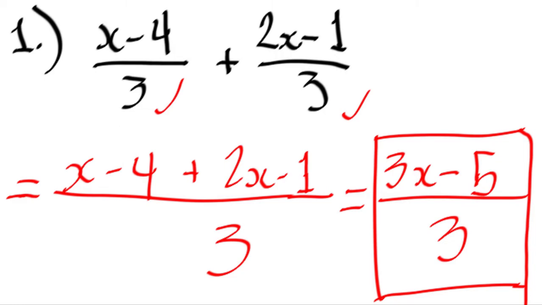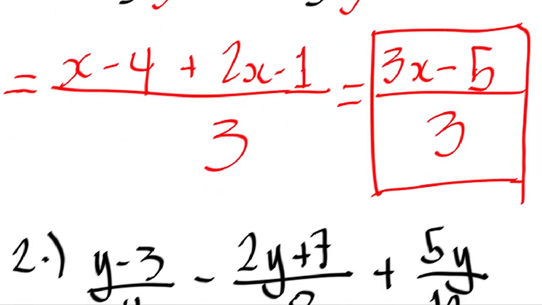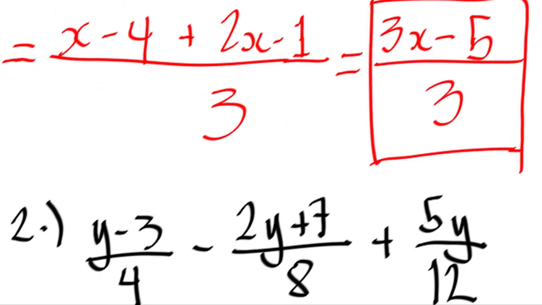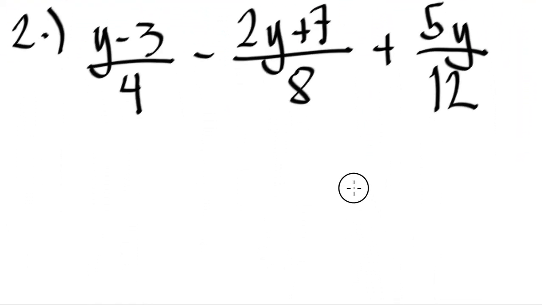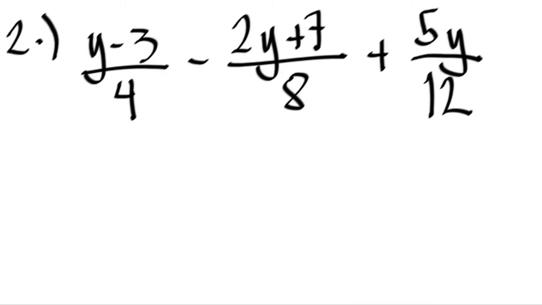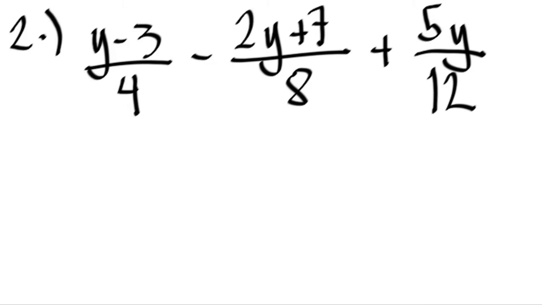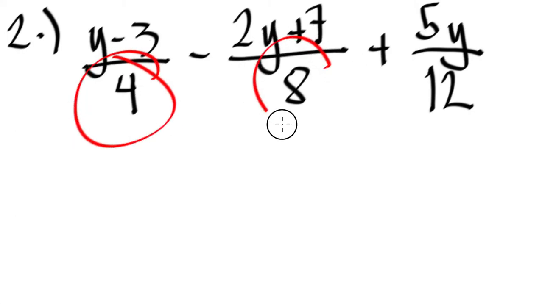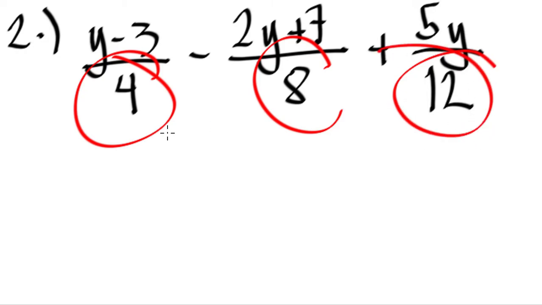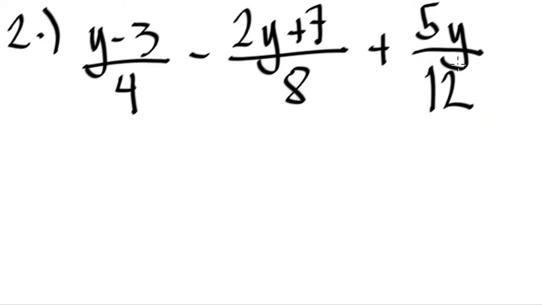Okay, moving on to number 2. Here's our number 2. We have y minus 3 over 4 minus 2y plus 7 all over 8 plus 5y over 12. So let's try to answer this, shall we? First, it's very clear that they are dissimilar fractions since they don't have the same denominators. We have 4, 8, and 12. So what we need to do first is find the LCD, the least common denominator, and then adjust the values of the numerators.